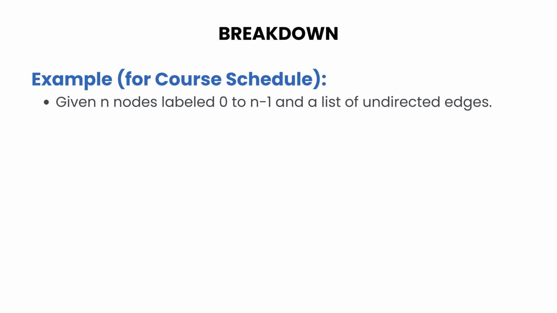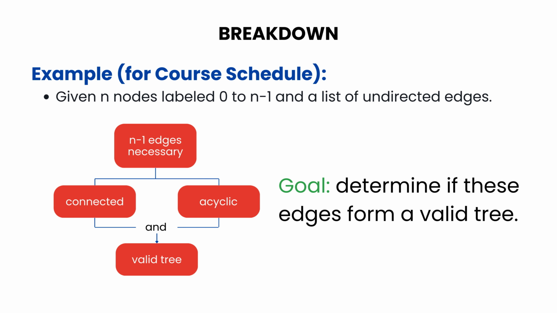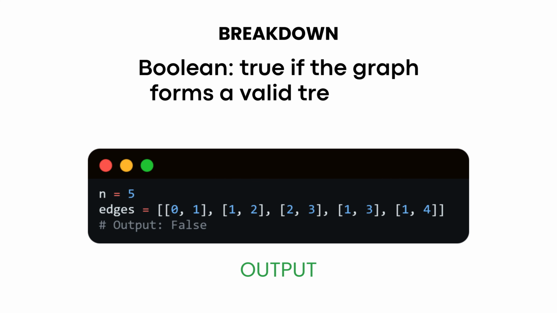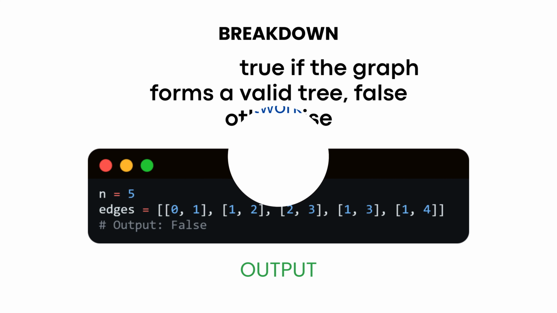in interviews. Given n nodes labeled 0 to n-1 and a list of undirected edges, determine if these edges form a valid tree. A valid tree is connected: there's a path between every pair of nodes. Acyclic: no cycles. Input: integer n, number of nodes, and a list of undirected edges. Output: Boolean, true if the graph forms a valid tree, false otherwise.